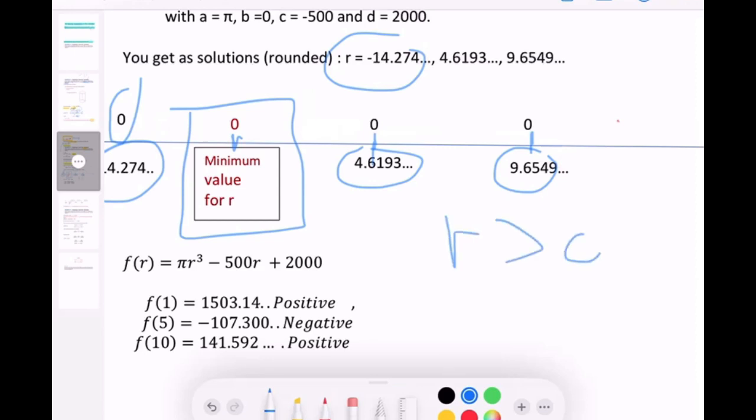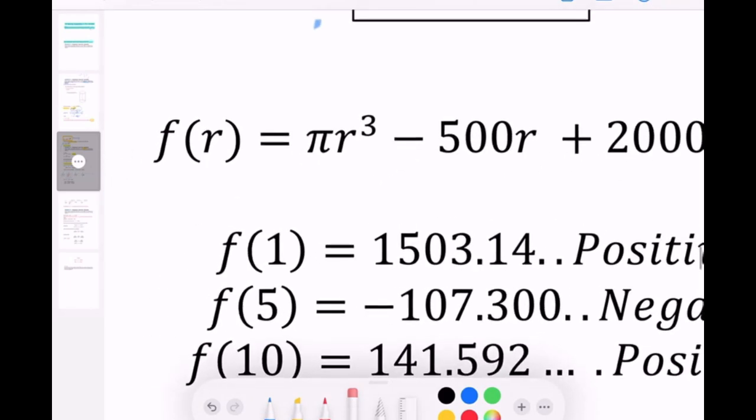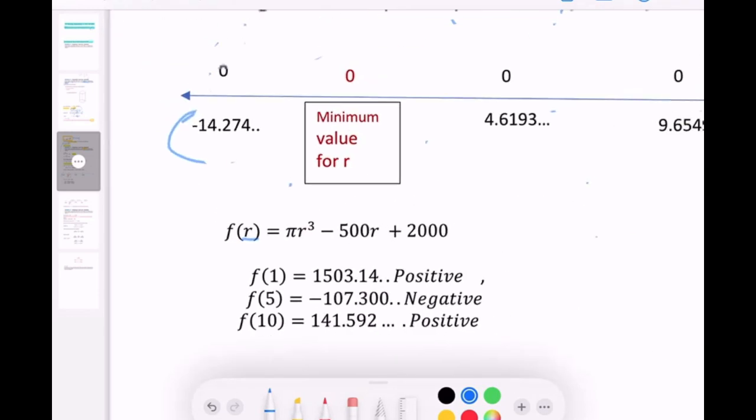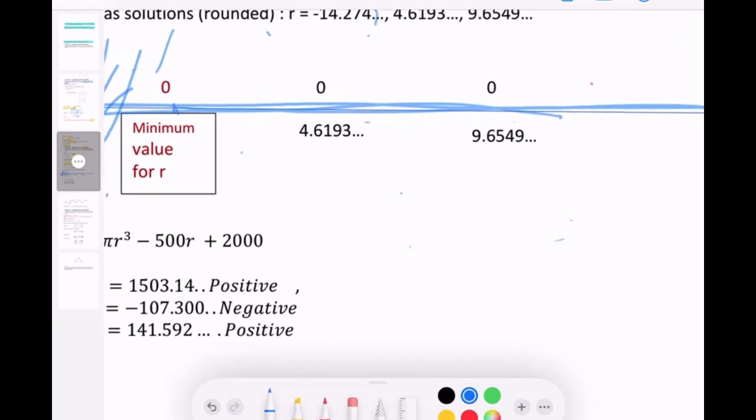What does it mean? It means that in our situation, we don't care about what happens before 0 for r. This line is for r, not x. We don't have x in this problem. We have r. The independent variable is r. The function is f of r, not f of x. Can you see? I put it here, f of r. So my independent variable is r, and this number line is for r. So r cannot be less than 0. So all this part I ignore. I'm going to focus on this side.